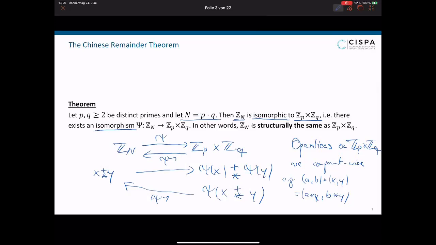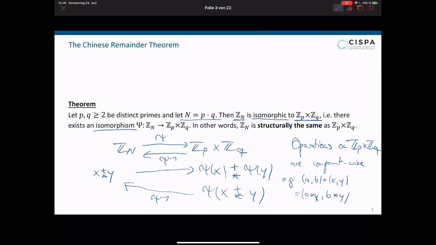What the Chinese remainder theorem does is it takes this somewhat obscure structure Zn and breaks it down into very nice and gentle structures. Zp and Zq, they're both fields, right? And so instead of computing in my ring, I'm computing in parallel in different rings. That's what the Chinese remainder theorem says.